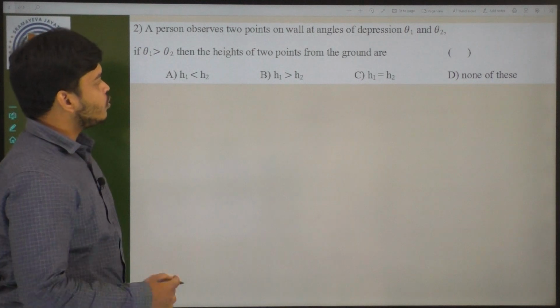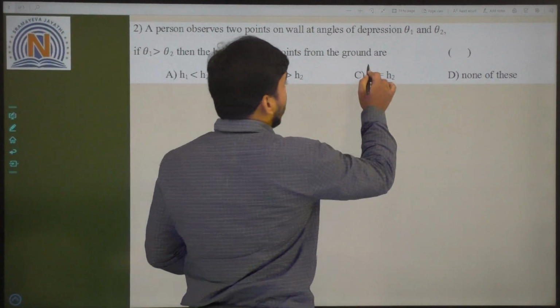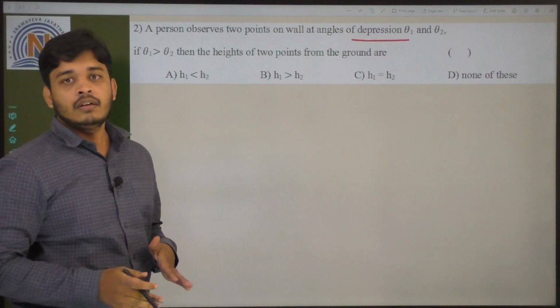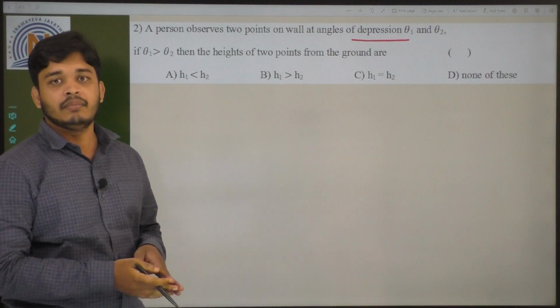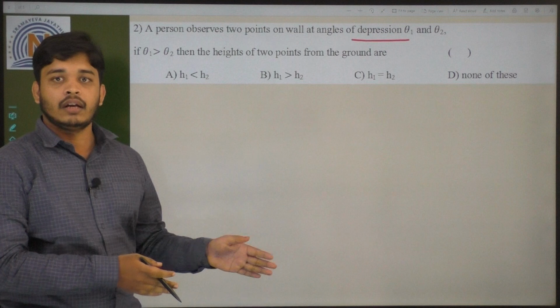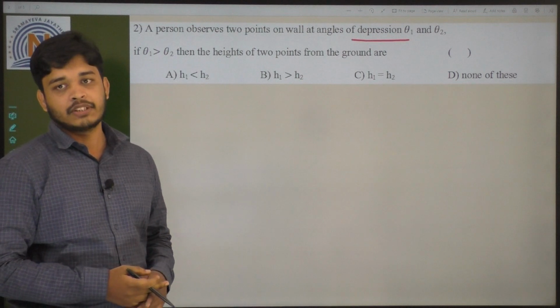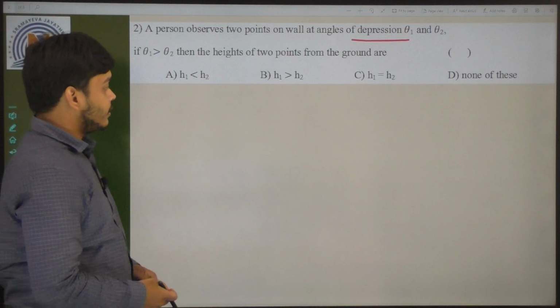A person observes 2 points on a wall at an angle of depression. What is depression? If the line of sight is below the horizontal line, the angle measured between the line of sight and the horizontal line is called the angle of depression, right? Here also theta 1 is greater than theta 2.